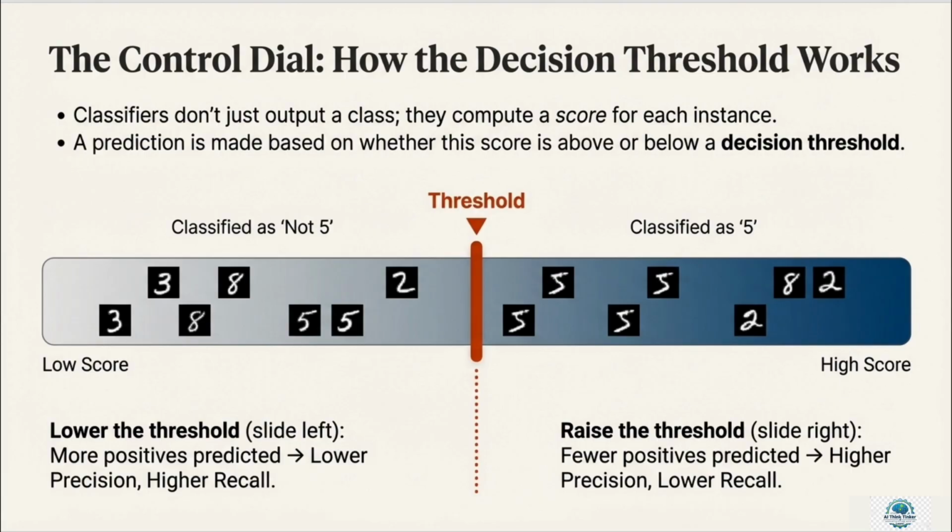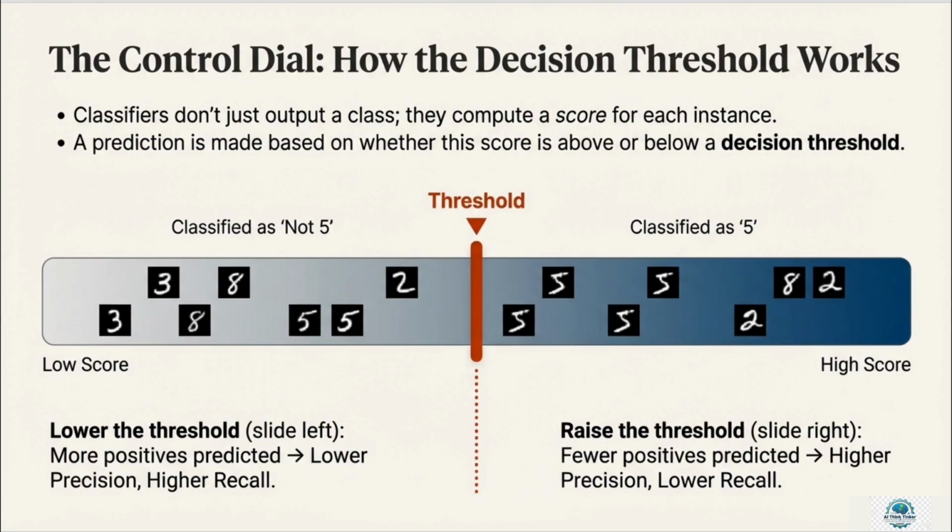Imagine the blue line in this visual is all our images arranged by score. The 5s generally have a higher score to the right, and non-5s have lower scores. If we raise the threshold, sliding this orange bar to the right, we become very strict. We eliminate false positives, so precision goes up. But we also leave some real 5s behind, so recall goes down.